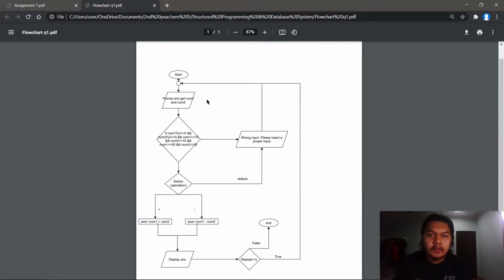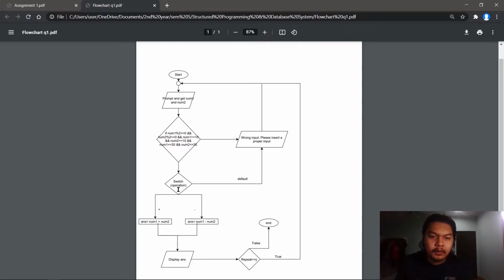So the flowchart is like this. First, start, and the program will prompt and get number 1 and number 2. Then the program will check if number 1 and number 2 meet the criteria that the question wants. That is, even number 1 and number 2 that are more than or equal to 10 and less than or equal to 30. If not, the program will display wrong input and prompt number 1 and number 2 again. If true, we use a switch to select the operation needed.